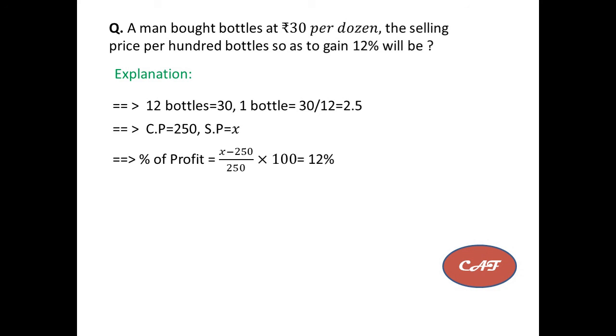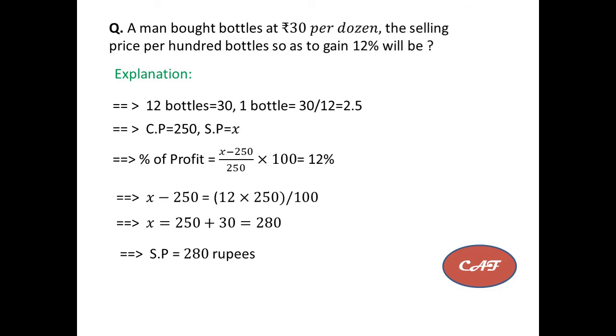Why I used this formula? Because in the question they mentioned gain percent. So I used percentage of profit. If you solve this equation, X minus 250 is equal to 12 into 250 divided by 100 will come. After that X is equal to 250 plus 30 is equal to 280 will come. So if he sells 100 bottles at the cost of 280 rupees, he will get the gain percentage of 12%. Okay.